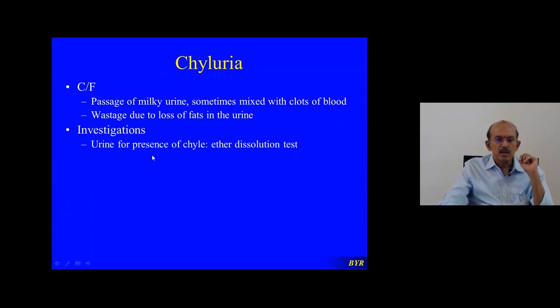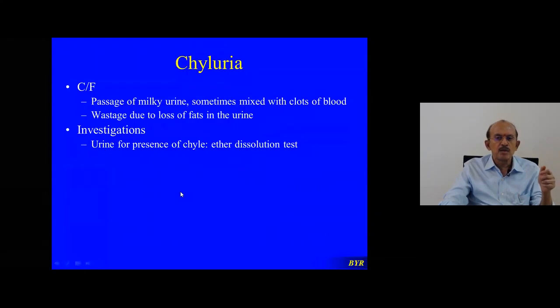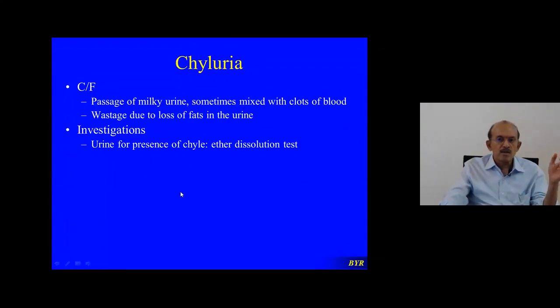Investigations: urine for presence of chyle by doing the ether dissolution test. You take a test tube and ask the patient to collect urine in the test tube. The urine will appear milky white. You add a few ml of ether. Ether is a fat dissolvent, and shake the test tube vigorously. Then all that milky white urine becomes clear urine.